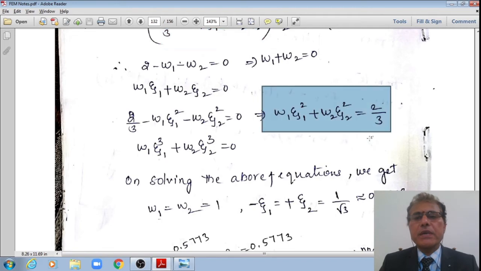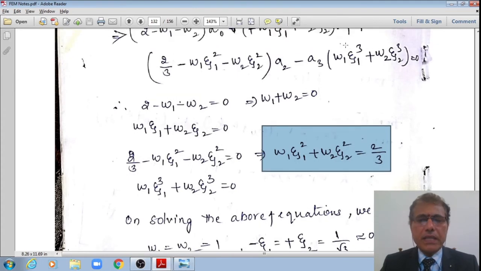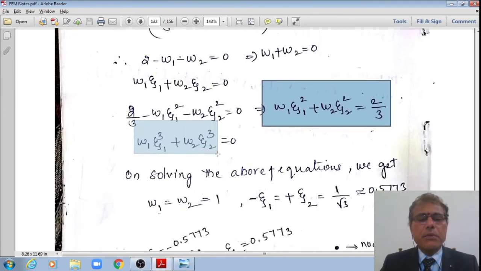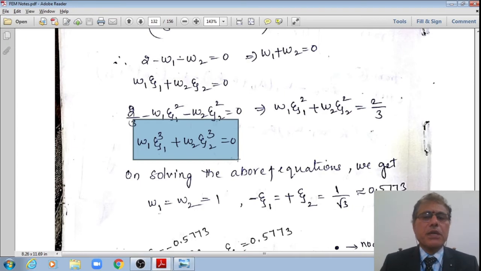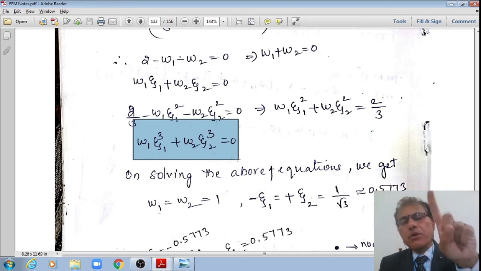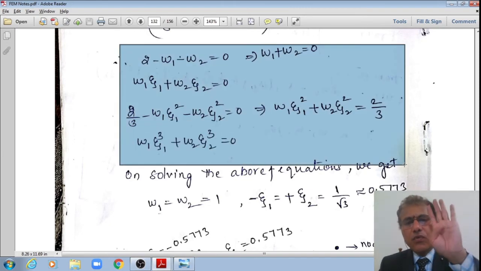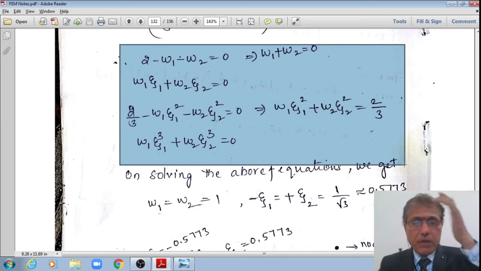That is how the third equation, w1 xi1 square plus w2 xi2 square, must be equal to 2 by 3, and that of a3, w1 multiplied by xi1 cubed plus w2 multiplied by xi2 cubed, must be equal to 0. Therefore, I do have 4 parameters, w1, w2 as well as xi1 and xi2. Therefore, I do have 4 equations, students. I do have 4 unknown parameters w1, w2 and xi1, xi2.